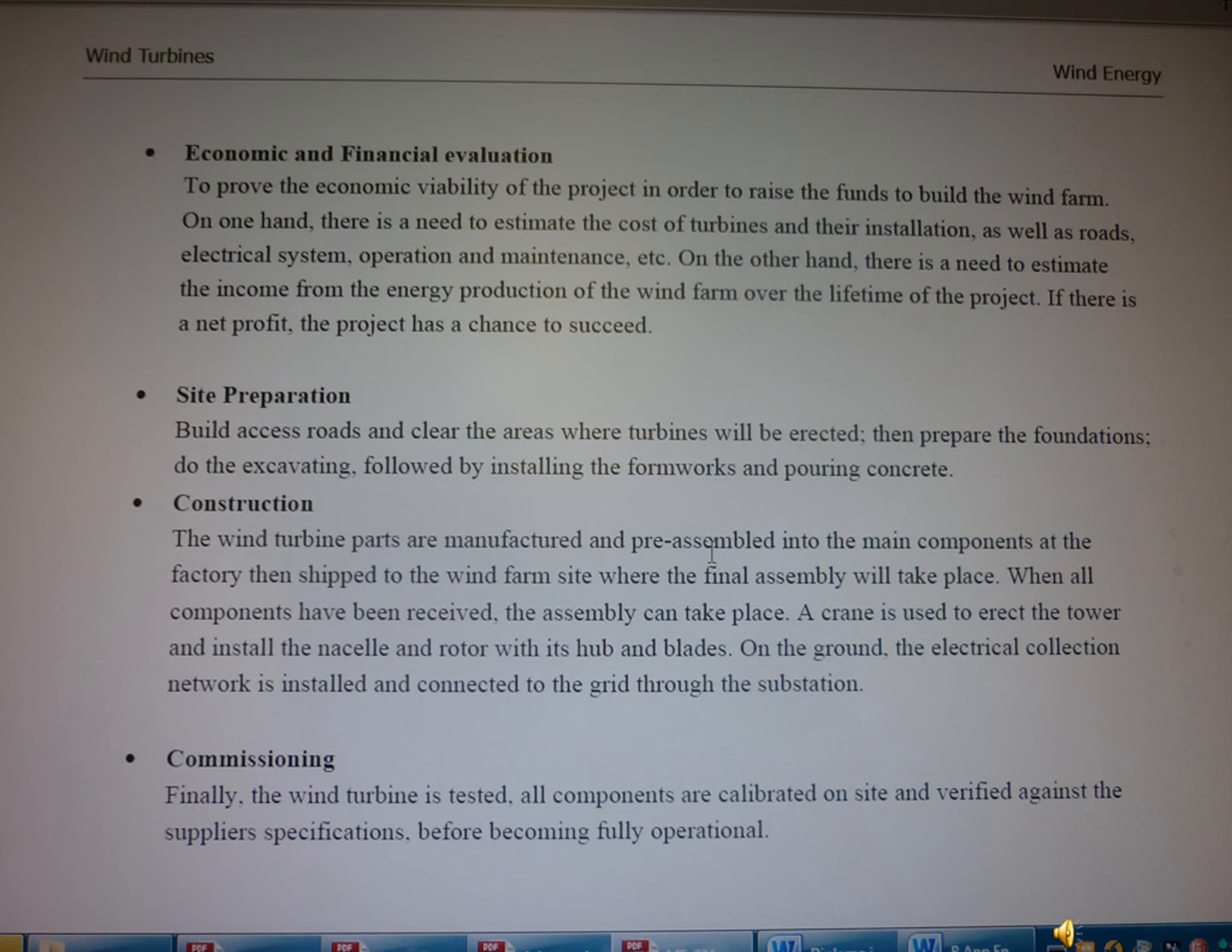When all components have been received, the assembly can take place. A crane is used to erect the tower and install the nacelle and the rotor, which is the hub and the blades. On the ground, the electric connection network is installed and connected to the grid through the substation. Commissioning: finally, the wind turbine is tested. All components are calibrated on the site and verified against the supplier specifications before becoming fully operational.